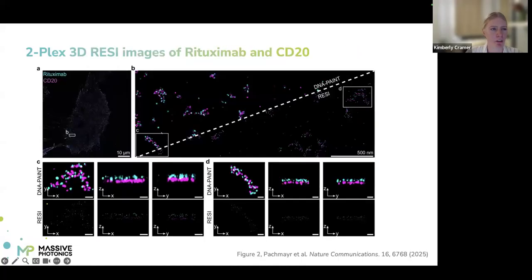And this is an example image from this study. So here you see rituximab in cyan and CD20 in magenta. In B, you can actually appreciate the DNA paint versus the Resi results, as well as below in C, and they did this in 3D. So here, it was very clear that rituximab shows a uniform dispersed binding pattern across the cell membrane. And you can appreciate that here in the data.